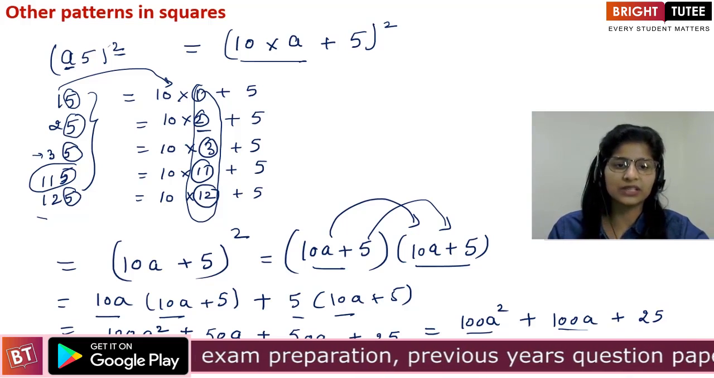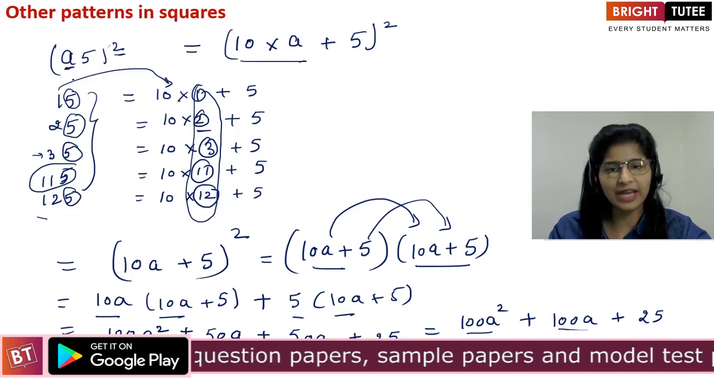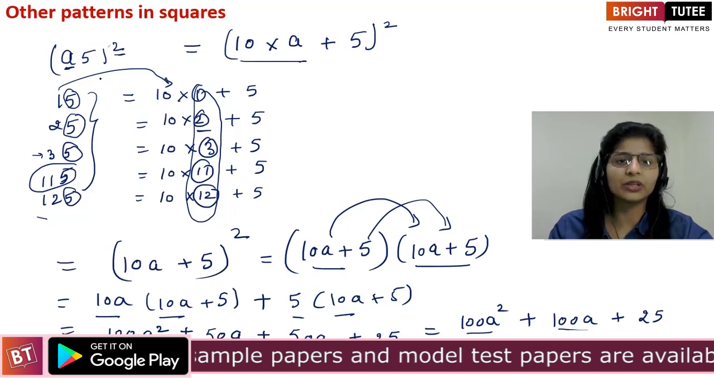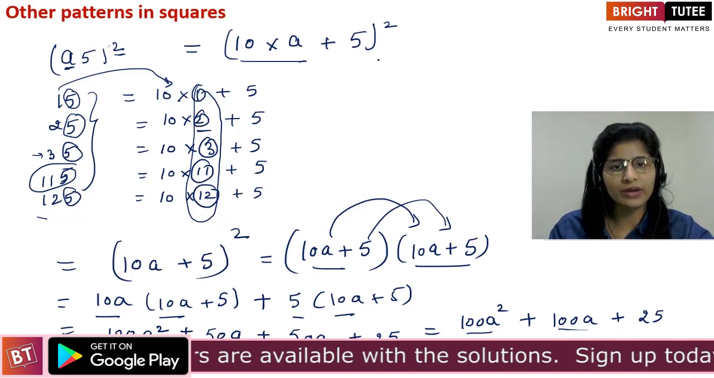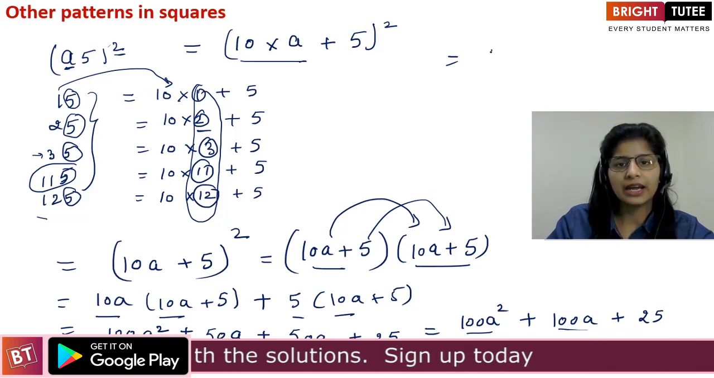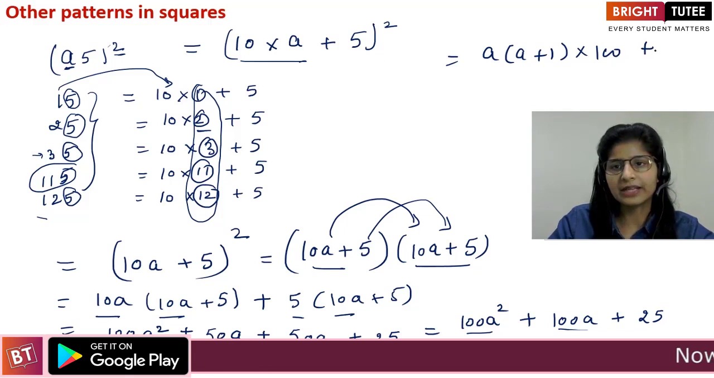So what we observe is, if there is any number that has the form A5, A can be any number, it can be 1, 2, 3, 4, 5, 11, 15, 12, any number. So when we do the square of it, we just have to do A into (A plus 1) into 100 plus 25.